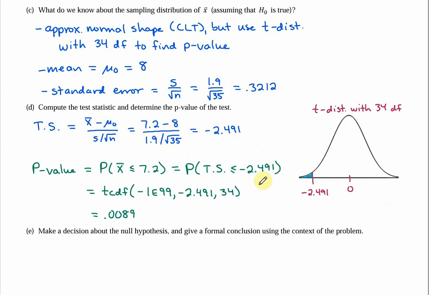Since this is a test for a mean, use t-CDF, not normal CDF, and it's going to be a left tail bounded by the negative 2.491, so that's the upper bound. No lower bound, so we need the negative 1e99, and then 34 for the degrees of freedom. And you do get a little tiny p-value here, 0.0089. So the decision: even though we cut the alpha way down, we still got a p-value that was smaller. So we are going to reject the null.